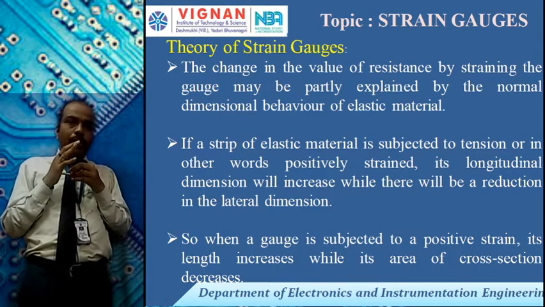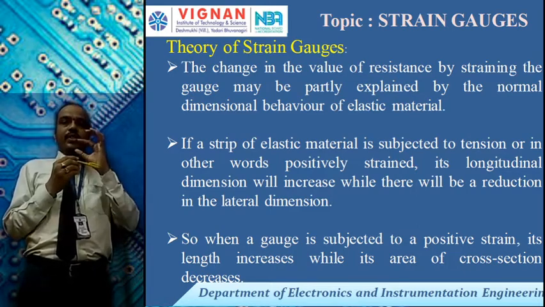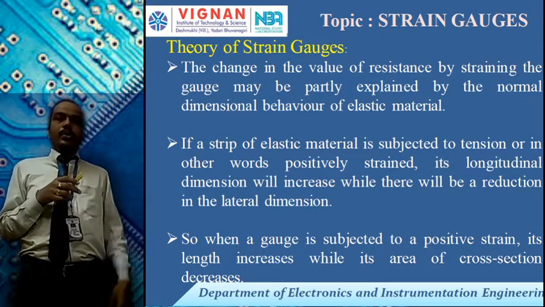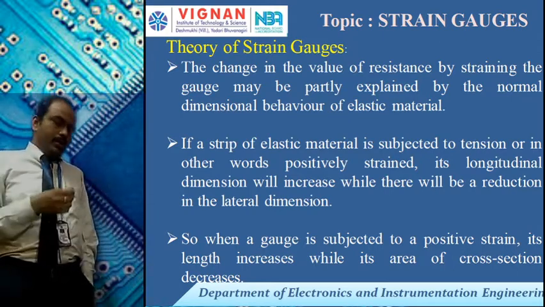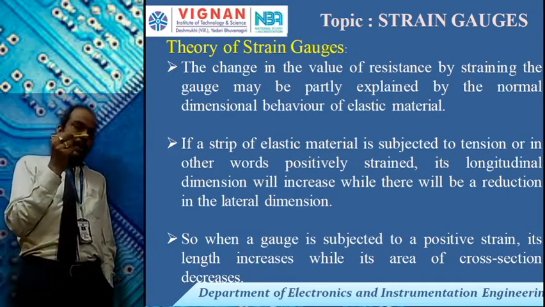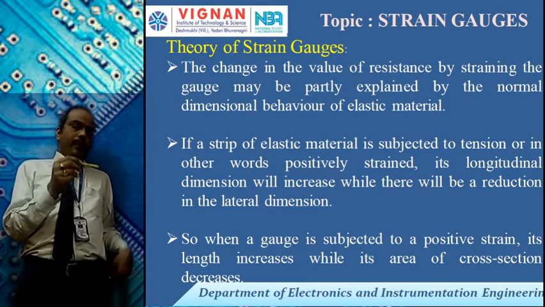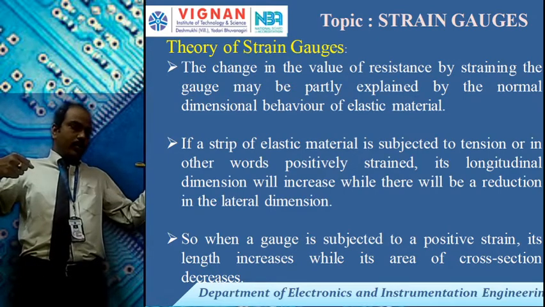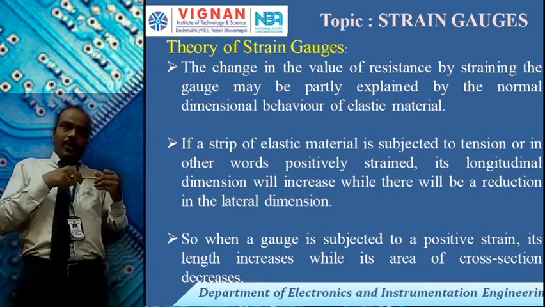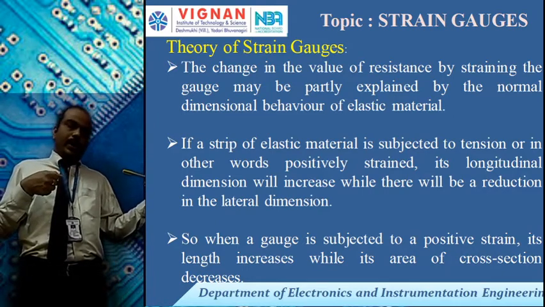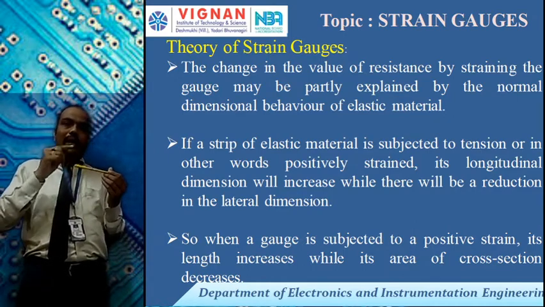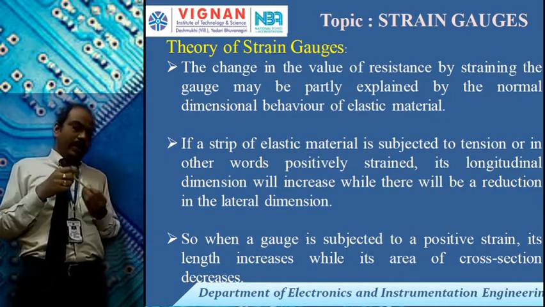So in what way this change in resistance depends upon the strain, we are going to see by using some mathematical calculations and some assumptions. Okay. So if a strip of elastic material is subjected to tension, that is elongation force, or in other words positively strained, its longitudinal dimension will increase, that is length will increase, and there will be a reduction in lateral dimensions, that is diameter will decrease.